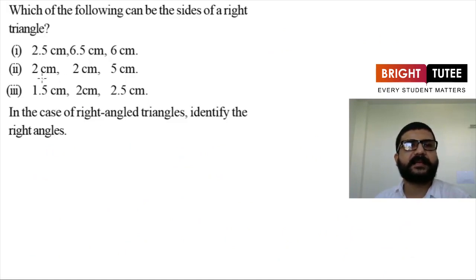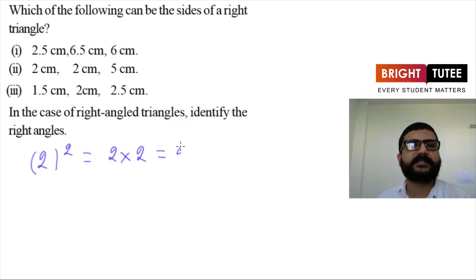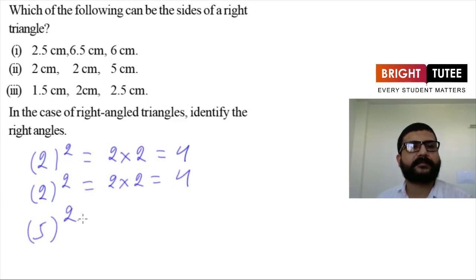So the side lengths are 2 centimeters, 2 centimeters and 5 centimeters. First find the square of 2. It will be 2 into 2, which gives us 4. Now again the second side is also 2, so 2 square will be again equal to 2 into 2, which is 4. Now the square of the third side, it is 5 square. So this will be 5 into 5, which is equal to 25.